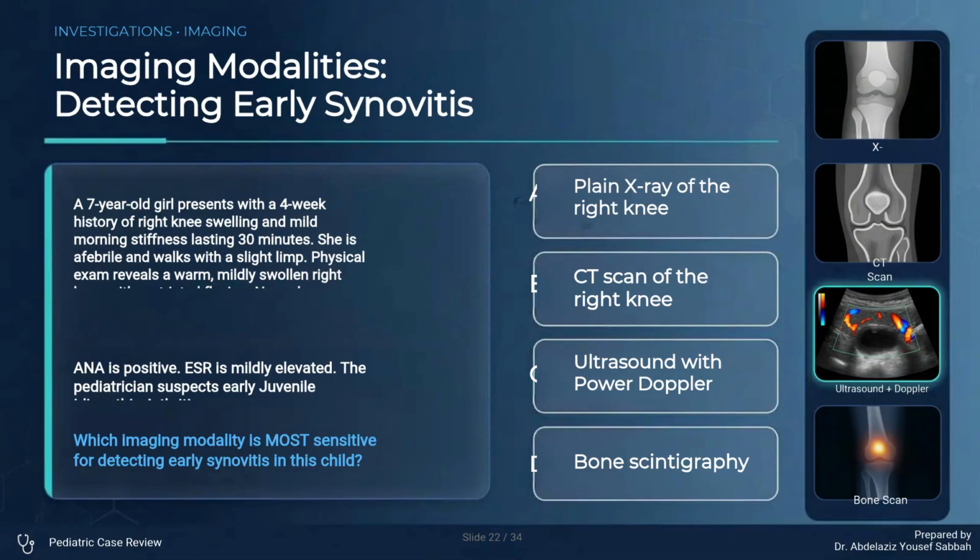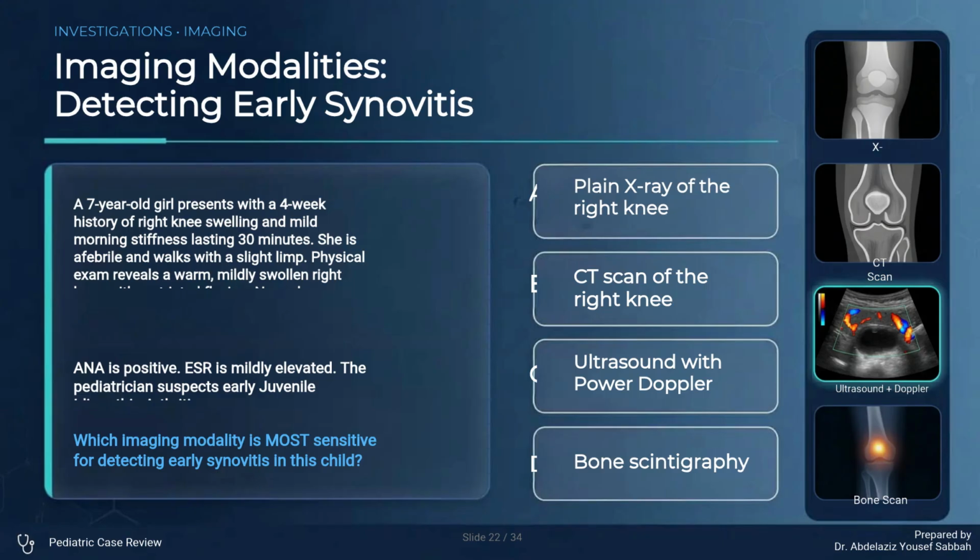Case 11. A 7-year-old girl presents with a 4-week history of right knee swelling and mild morning stiffness lasting 30 minutes. She is afebrile and walks with a slight limp. Physical exam reveals a warm, mildly swollen right knee with restricted flexion. No rash or lymphadenopathy. Antinuclear antibody is positive. Erythrocyte sedimentation rate is mildly elevated. The pediatrician suspects early juvenile idiopathic arthritis. Which imaging modality is most sensitive for detecting early synovitis in this child?